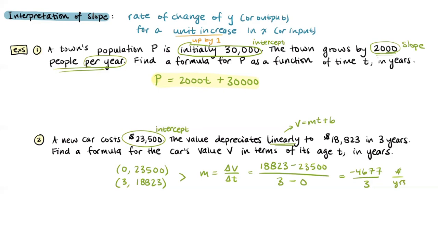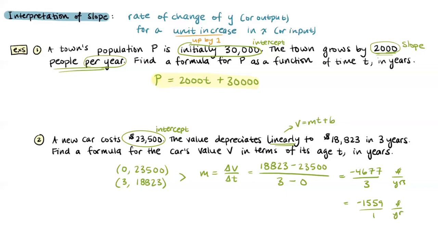But again, with slope, we want it to have a unit change. It makes more sense to us if we could say in 1 year, how much does it depreciate? So in this case, we can just divide these numbers. Let's see what we get when we divide negative 4,677 by 3. That's negative 1,559. So again, that's dollars per 1 year.